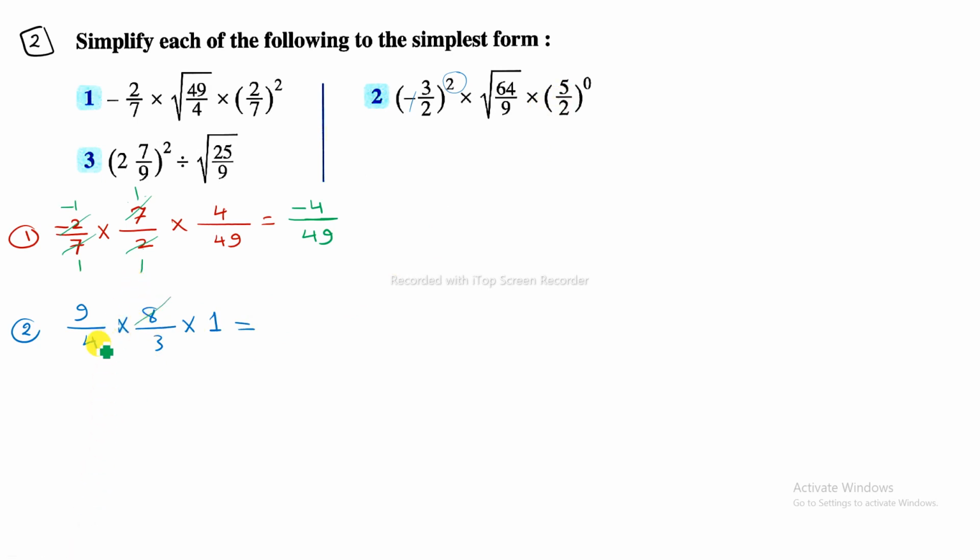Here 8 and 4 are divisible by 4. 4 divided by 4 is 1, 8 divided by 4 is 2. 3 and 9 are divisible by 3. 3 divided by 3 is 1, 9 divided by 3 is 3. 3 times 2 is 6, times 1 is 6, 1 times 1 is equal to 6. Let's see number 3.